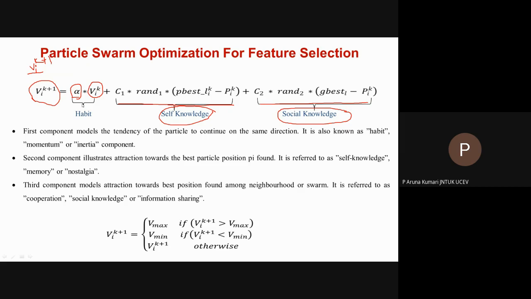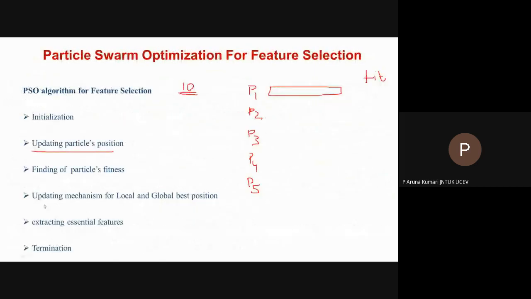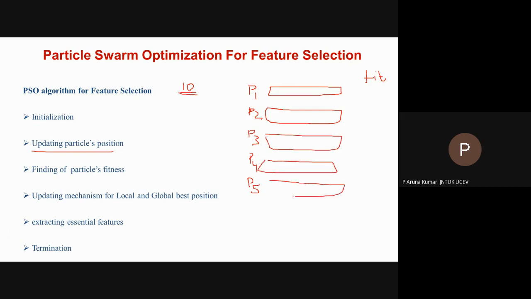Once we have updated these positions, you have the new particle positions. Initially you encoded each and every particle, and you calculated the fitness function values for each and every particle by using the fitness function.